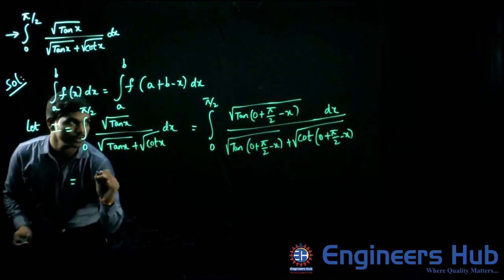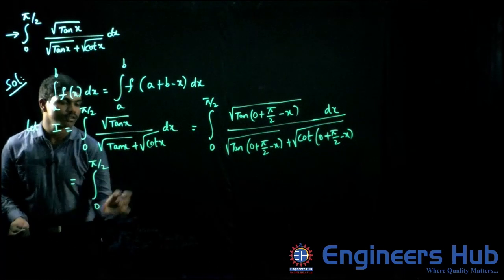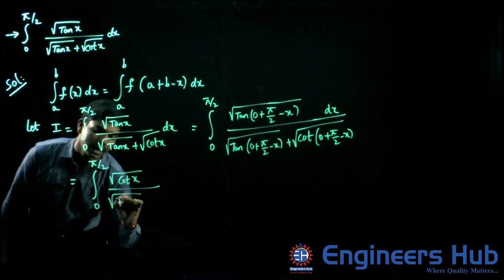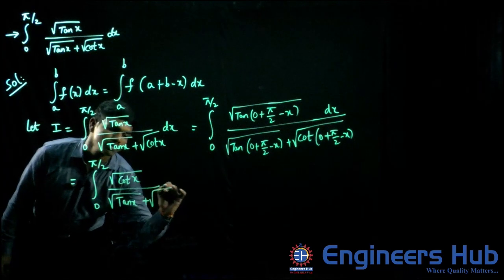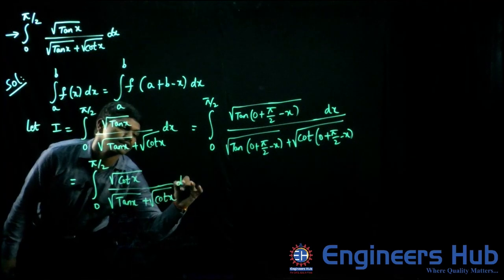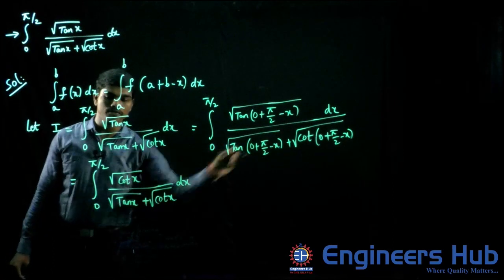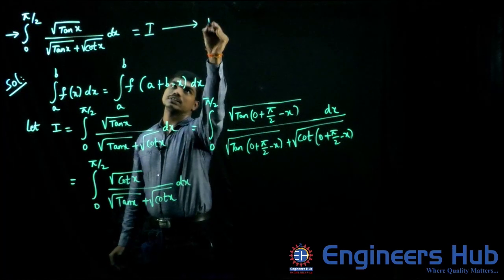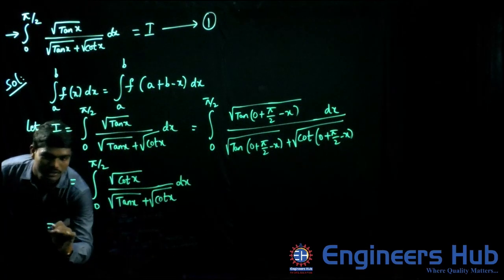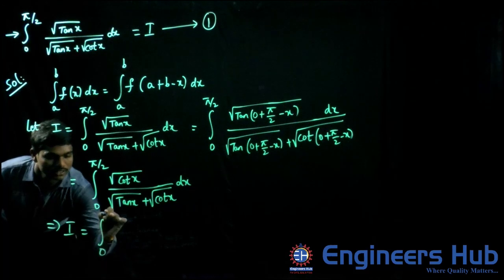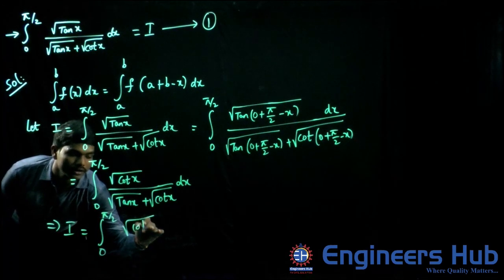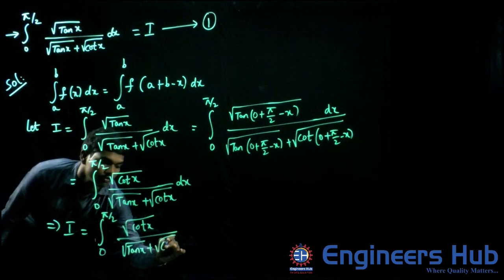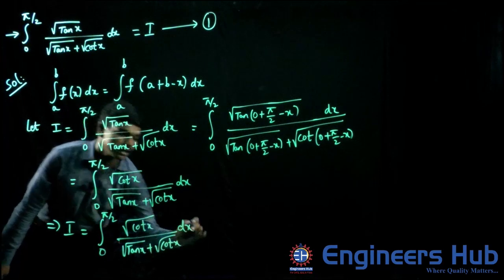So this is equal to integral 0 to pi by 2 square root of cot x divided by square root of tan x plus square root of cot x dx. So these are interchangeable. Now let this be I, and I am calling this equation 1. This implies I is equal to integral 0 to pi by 2 root of cot x divided by root of tan x plus square root of cot x dx, and let us call this equation number 2.